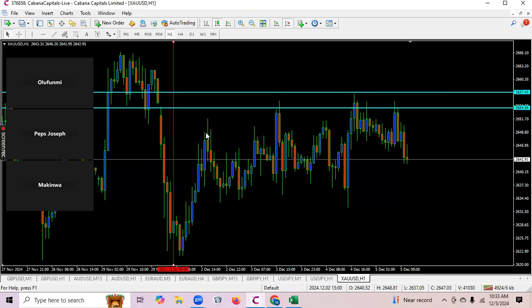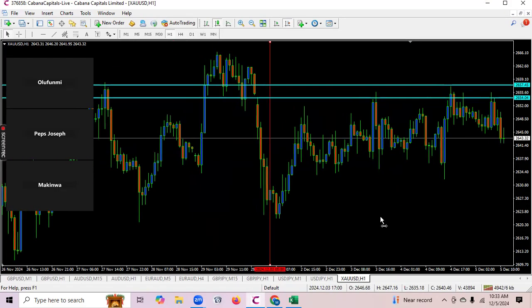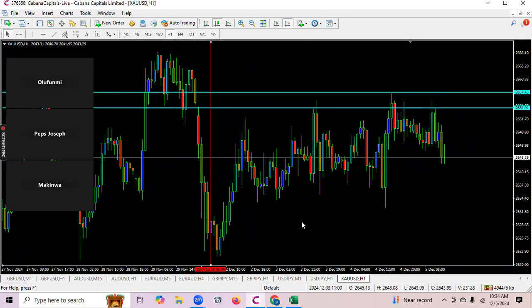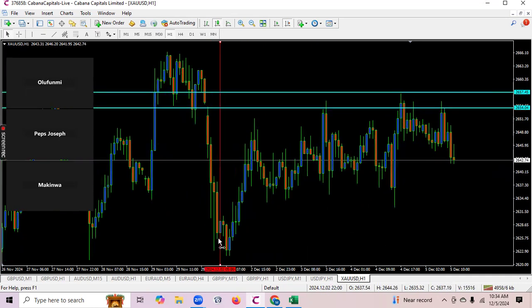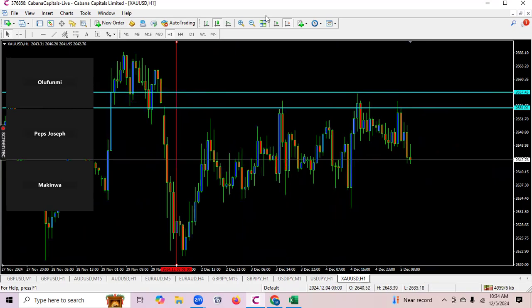At the moment, if I'm to take any trade on gold, it has to be a sell and not a buy. I would only consider buying if price breaks out from this resistance zone or this fair value gap. But at the moment, what I see on gold is a sell. It's going to clear all this liquidity, all the sell side liquidity, before going bullish. I hope that is clear. Any question? If you have any question, let me know.